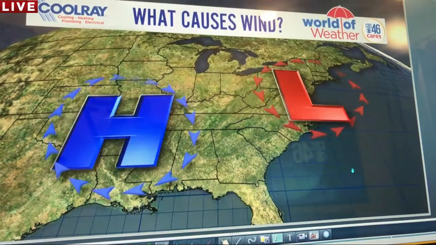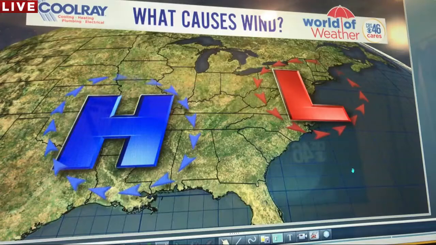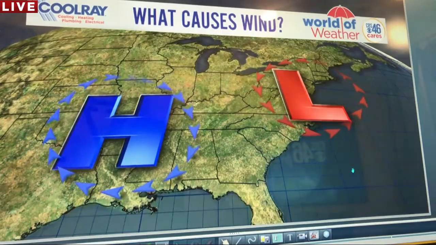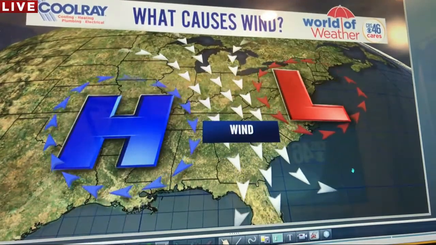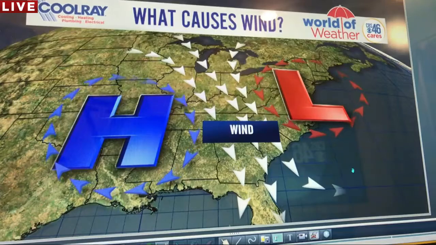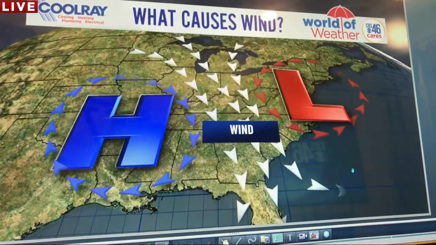So again, high pressure for us in the United States is clockwise, low pressure is counterclockwise, and you always have those winds wanting to go from high pressure to low pressure. Now you have the winds wanting to go to that low pressure. On top of that, you have a low pressure nearby. We talked about the closer they are to each other and the stronger they are, the stronger the wind. So that's what causes wind.